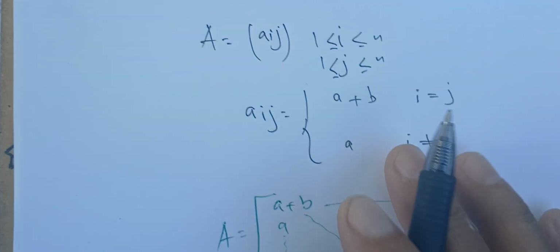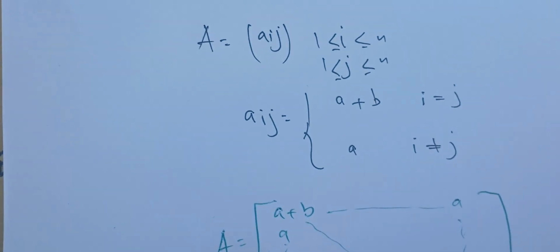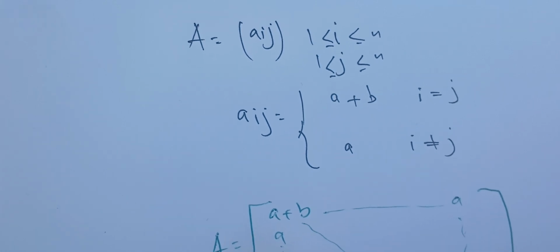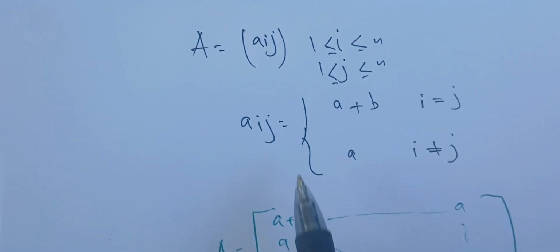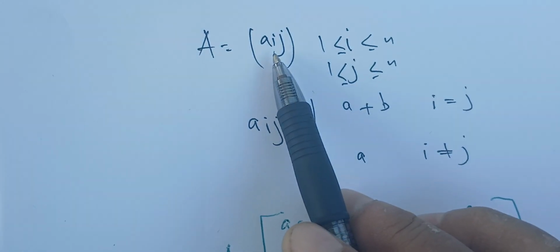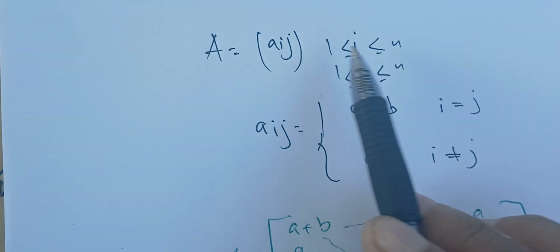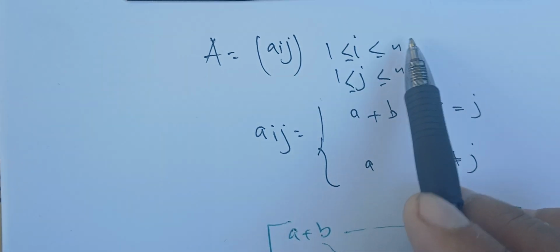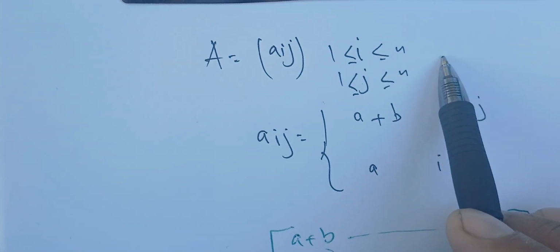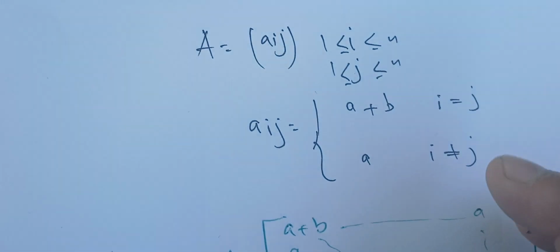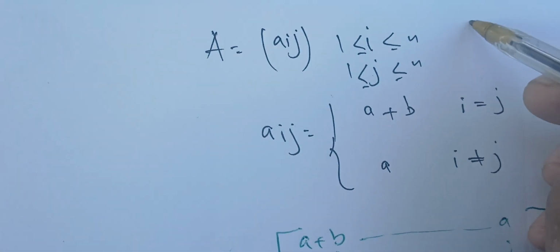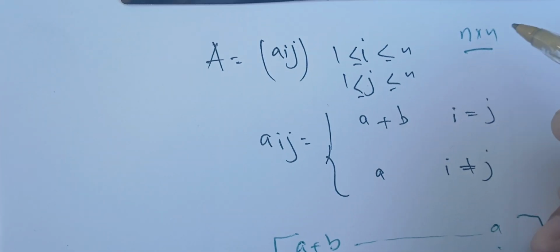Okay, in this video, we're going to try to find the determinant of the following n by n matrix. Let's call it A. Its elements are denoted by a_ij, where i is between 1 and n, and j between 1 and n. That means we have n rows and n columns, so A is an n by n matrix.